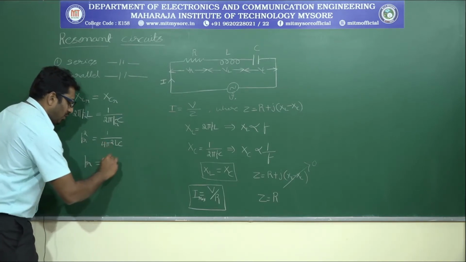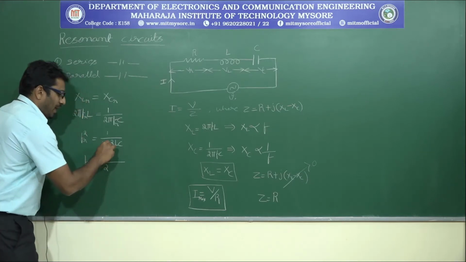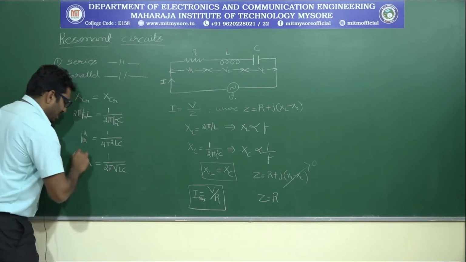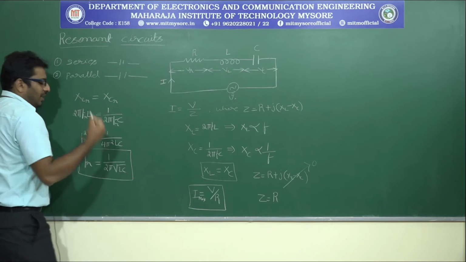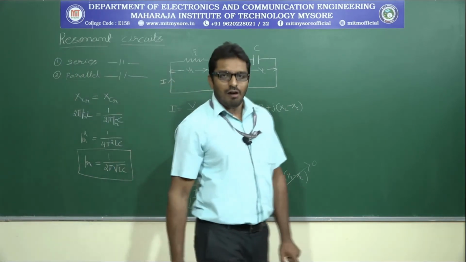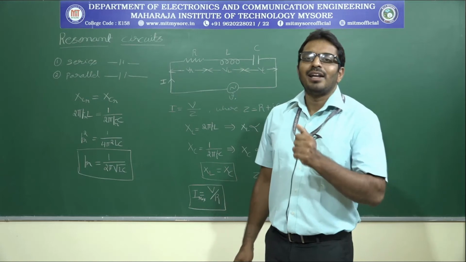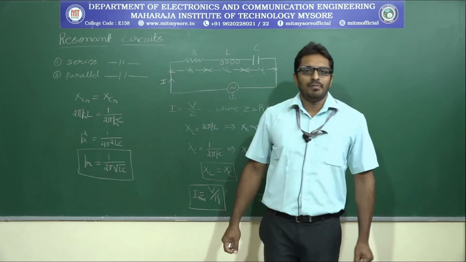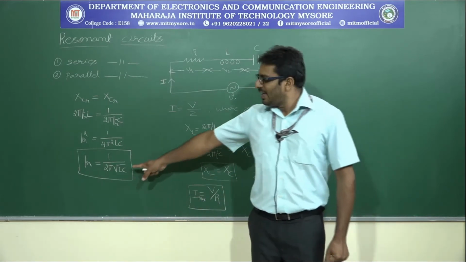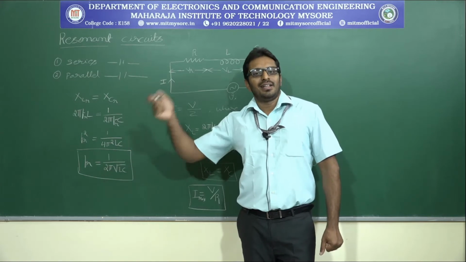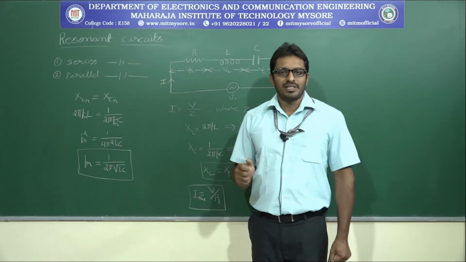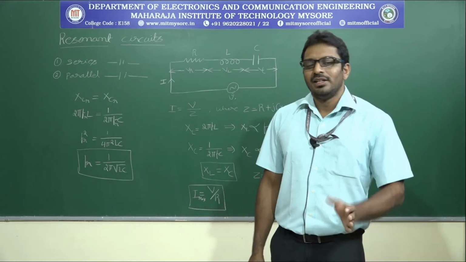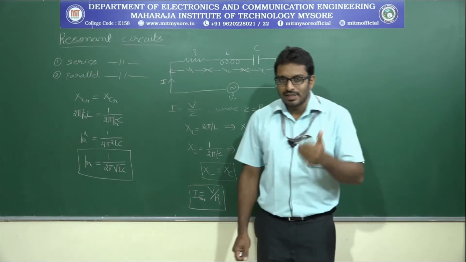What is the square root of 4? 2. Pi square becomes pi, square root of LC. This is the formula to find out the resonant frequency of any given RLC series circuit. What is that formula? FR is equal to 1 divided by 2 pi square root of LC. What is L? Inductance of the given RLC circuit. What is C? Capacitance of the given RLC circuit. Is that clear?